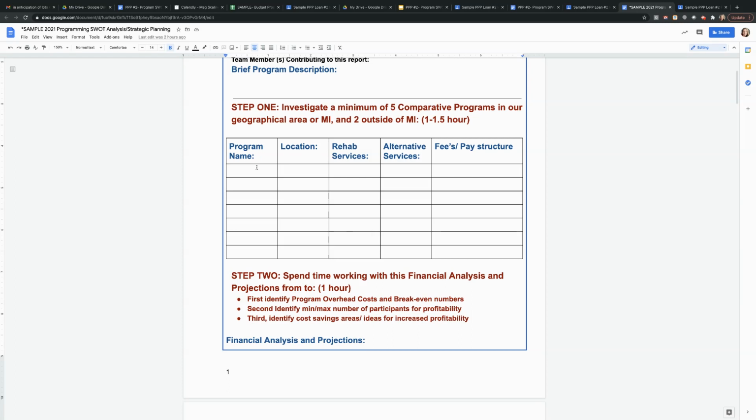You might have to say that you're looking at this for a client or for a family member and see what their program details are, but we're going to try and investigate comparative programs to the one that we might want to develop. Step 2 is you're looking at some financial analysis and projections.